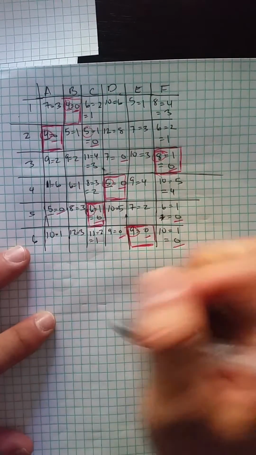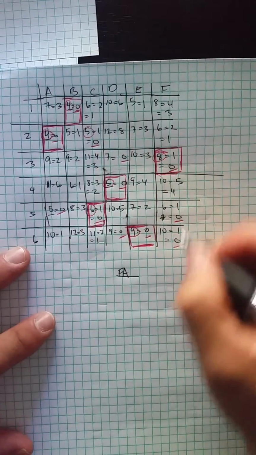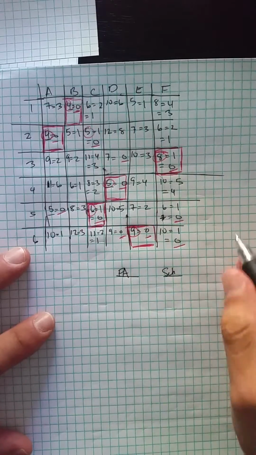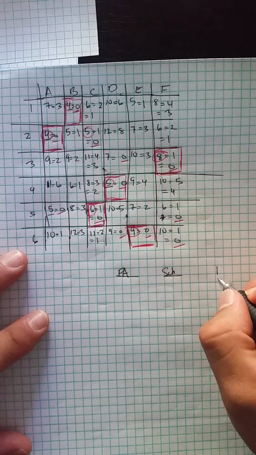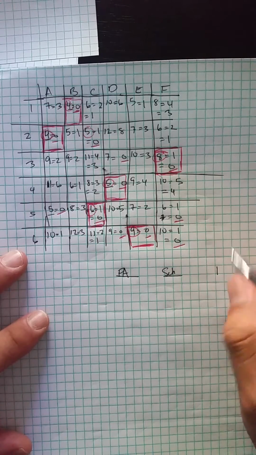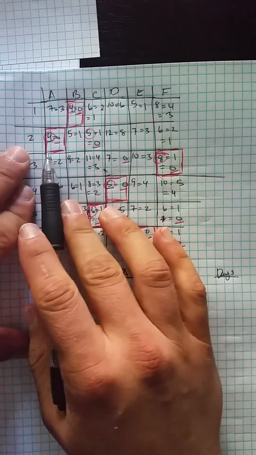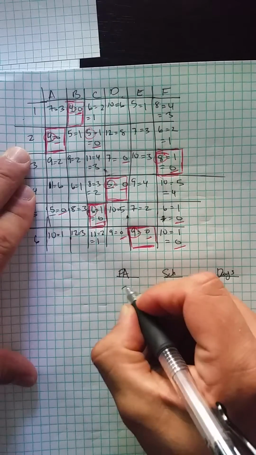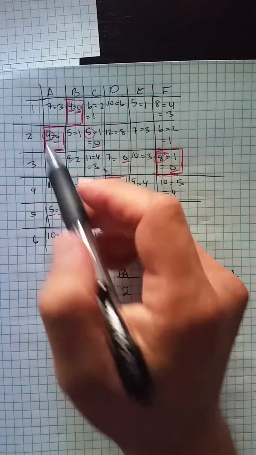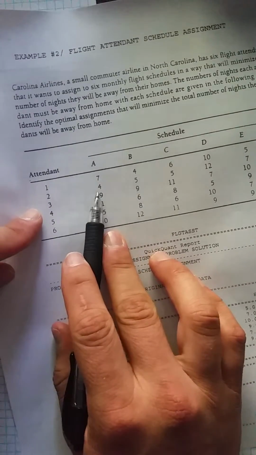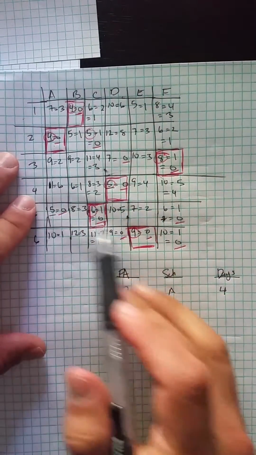So again, flight attendant, call it FA, schedule, and hours or nights away from home. So I'm just gonna put days. So you go ahead and compare flight attendant 2 with schedule A, and the original number was 4, as you can see here, 4. So 4, and you do the same thing.